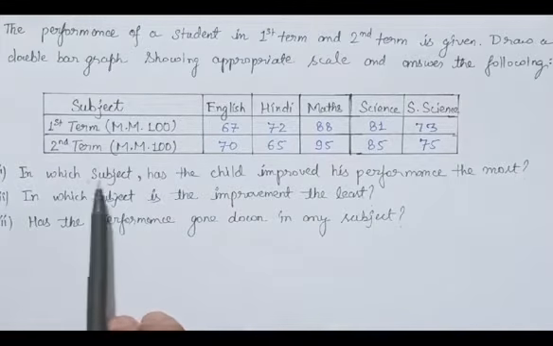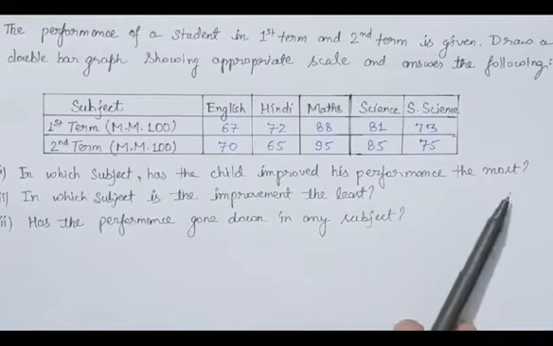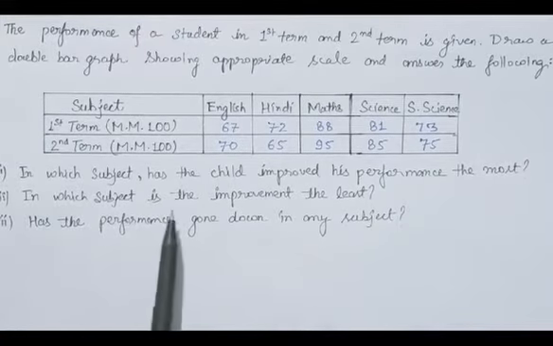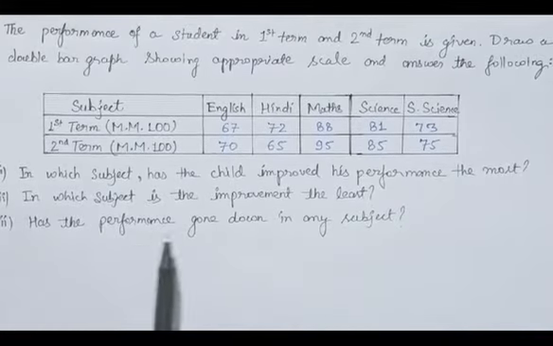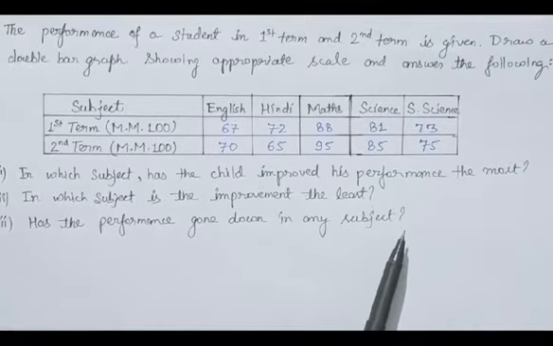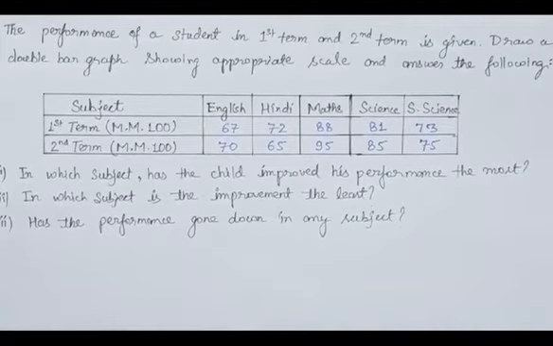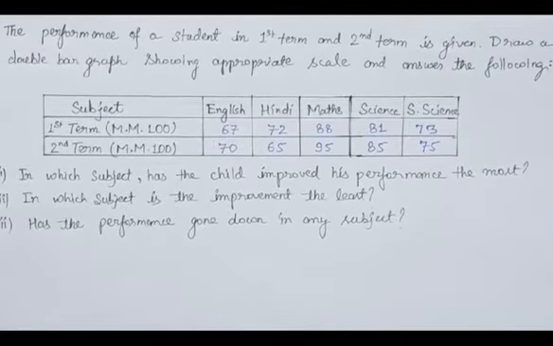First, in which subject has the child improved his performance the most? In which subject is the improvement the least? And third, has the performance gone down in any subject. So first we will draw the double bar graph for this corresponding data, and now we will answer all these questions. So let us see.